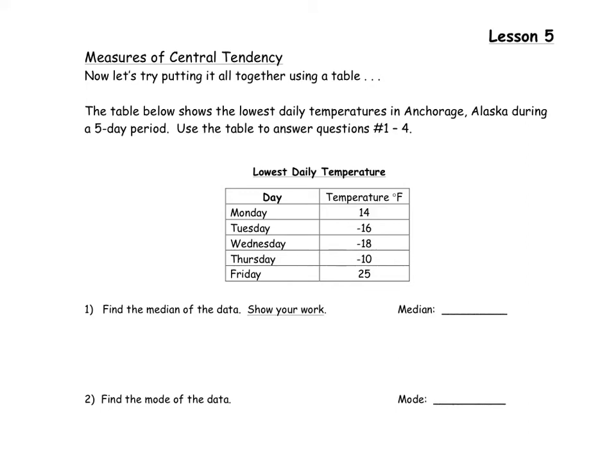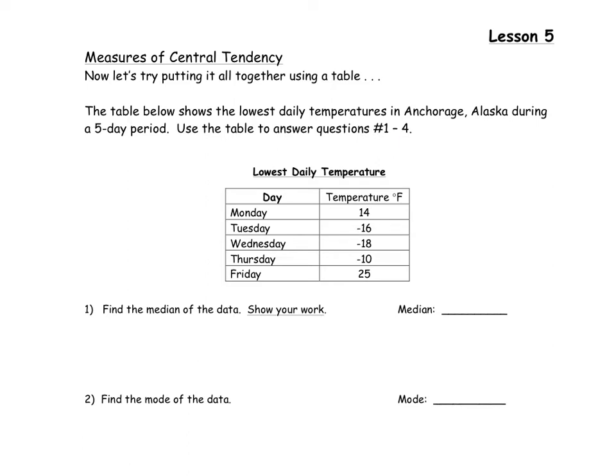Welcome to our last lesson in our Measures of Central Tendency introduction. This is lesson 5, and now we're going to try to put this all together using a table. The table below shows the lowest daily temperature in Anchorage, Alaska during a 5-day period. Use the table to answer questions number 1 through 4.